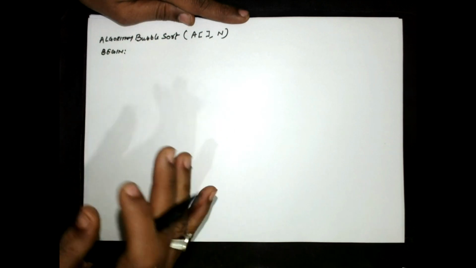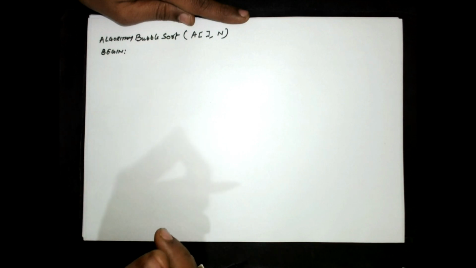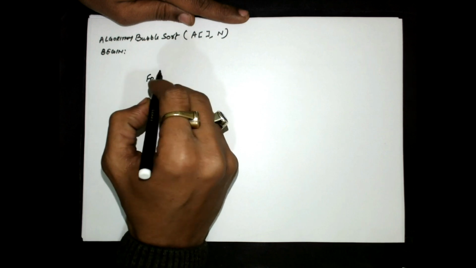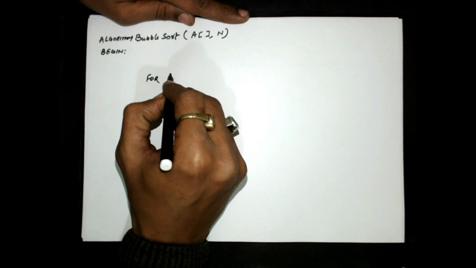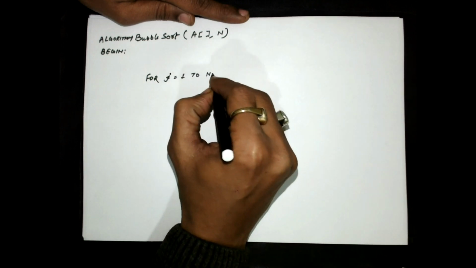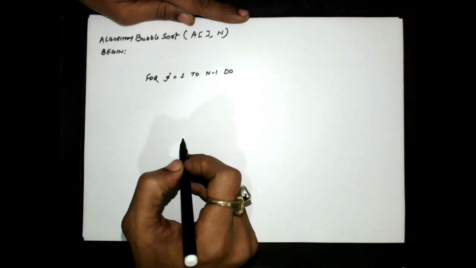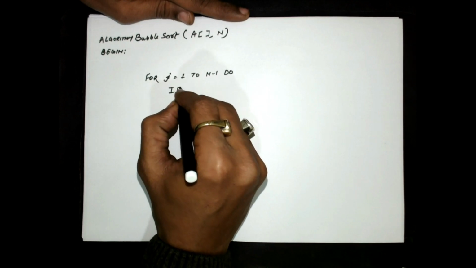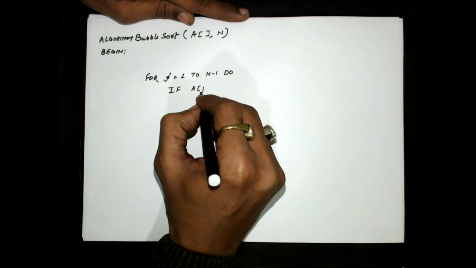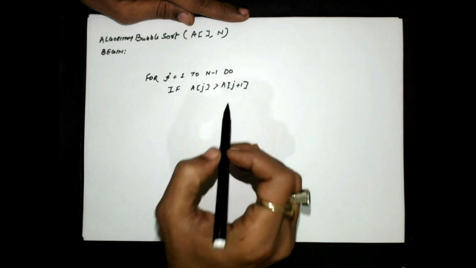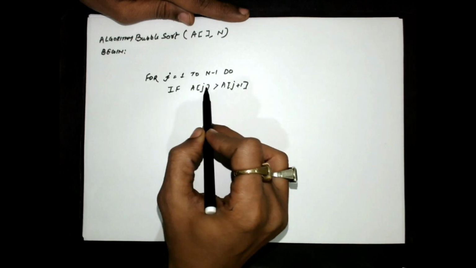What I said earlier is that I will write the algorithm for the first iteration only. There are n-1 comparisons in the first iteration. So let us take a loop and iterate it for n-1 times. For j equals 1 to n-1, we will compare the consecutive elements. What will be the consecutive elements? Aj and Aj+1. If the previous number is larger than the next one, we will exchange these two.